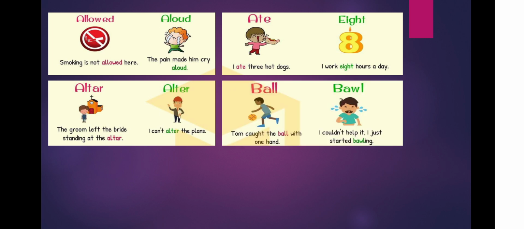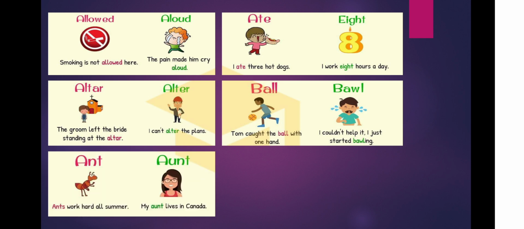Ball and bawl. They are also pronounced similarly, but their spellings are different. So what is the meaning of ball? We all play with a ball, so here is an example: Tom caught the ball with one hand, right? Then there is bawl, which means to weep or cry noisily like a kid, right? I couldn't help it. I just started bawling, right?